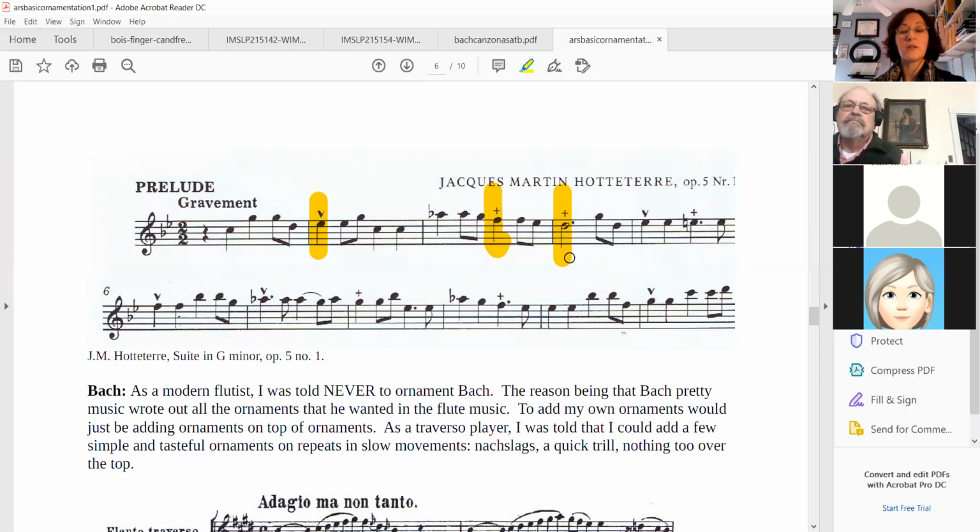So I'm going to play and give you an example of what this sounds like. It's a gravement, 2-2, but I'm going to count in four for you. Okay? 1, 2, 3, 4, 1.